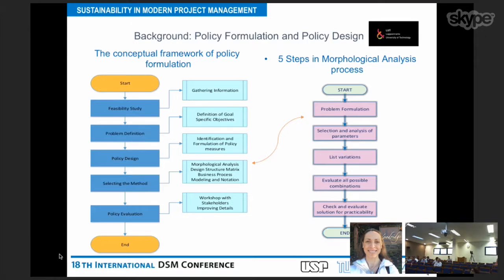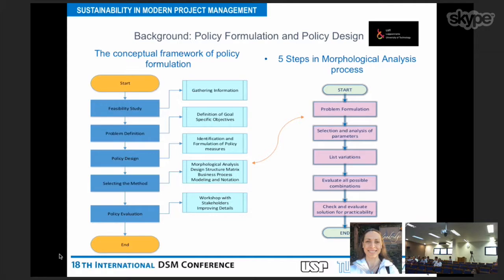For policy formulation and policy design, we have briefly a conceptual framework. We start with a feasibility study by gathering a lot of data and information related to our project. The project is for building, construction, operating, and maintenance of a wastewater treatment plant. And the case study is in Brazil.